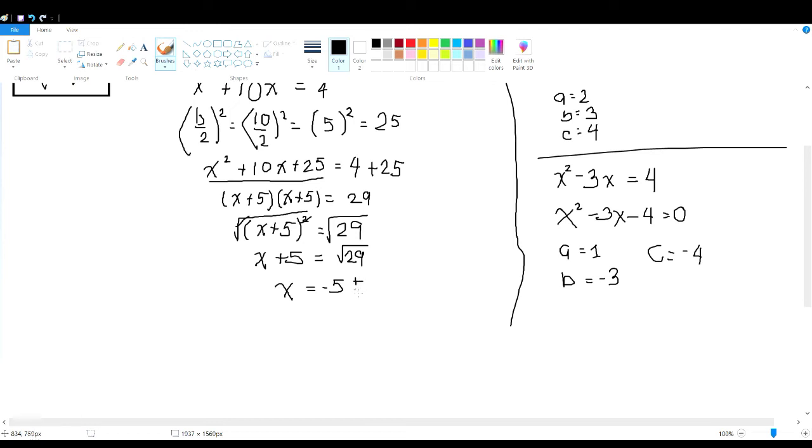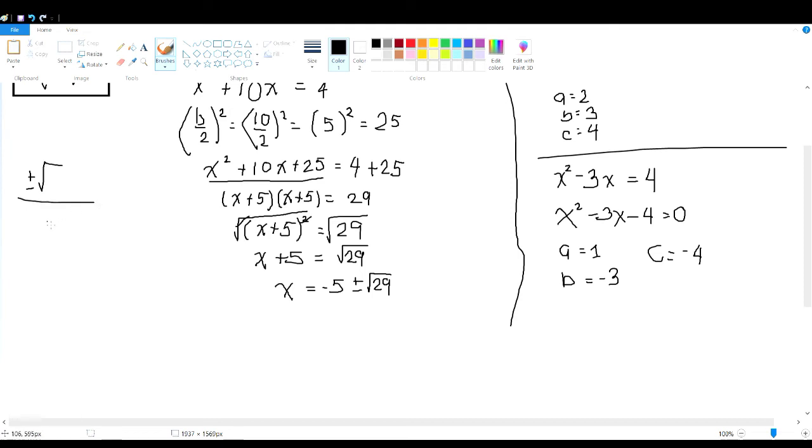Positive, negative 29. Now, if you're wondering, sir, bakit positive, negative 29? Wala namang positive, negative yan. Pag nag-i-square kasi kayo, automatic may positive, negative yun. Hindi lang natin pinapakita. Positive, negative, square root lagi yan.